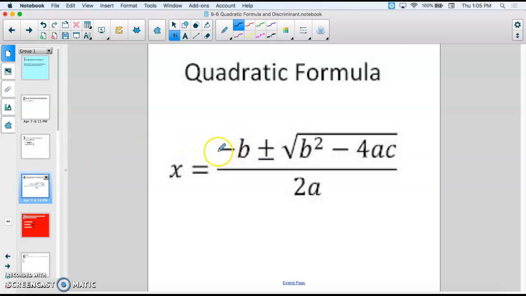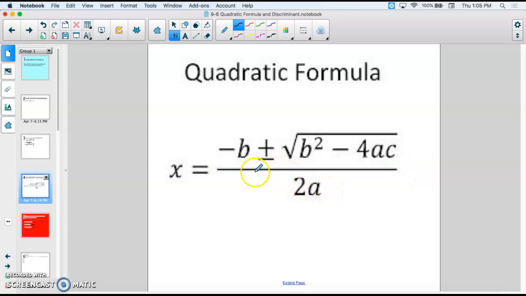So when we are out of options, we turn to the quadratic formula. The quadratic formula gives you your answers, right? So x equals negative b plus or minus the square root of b squared minus 4ac, all over 2a.